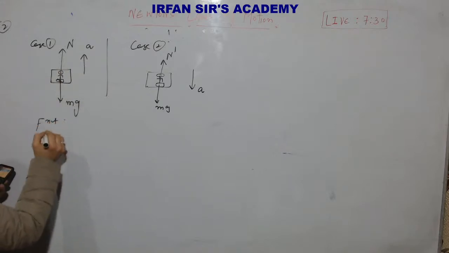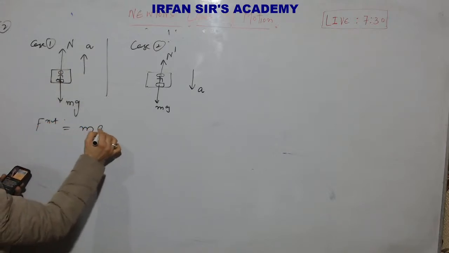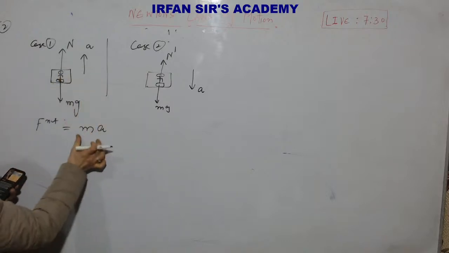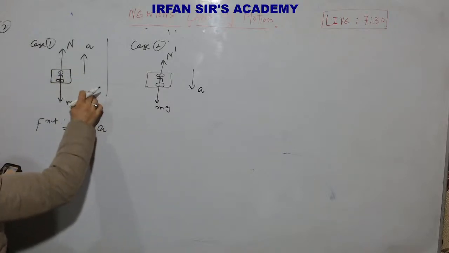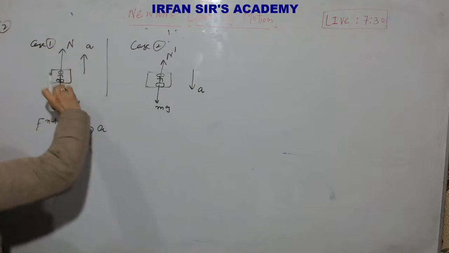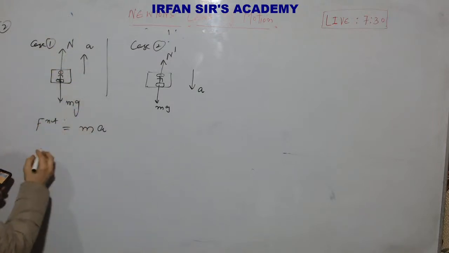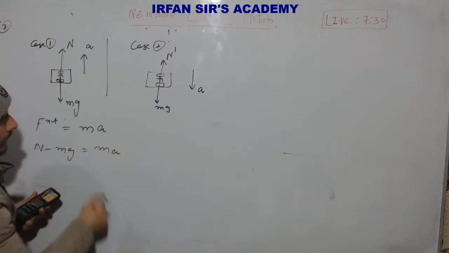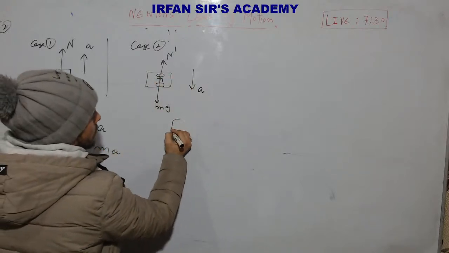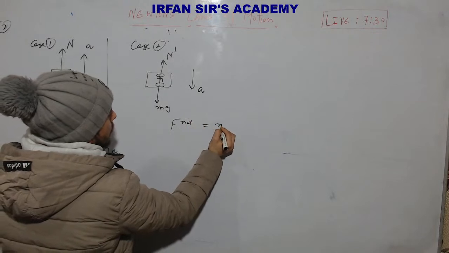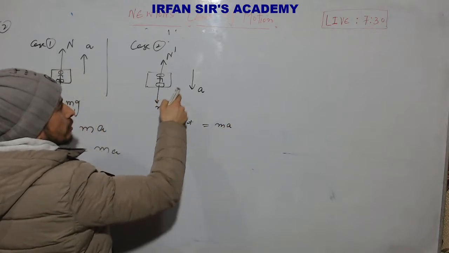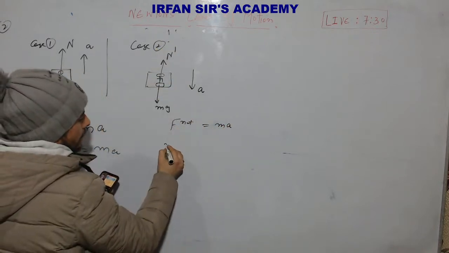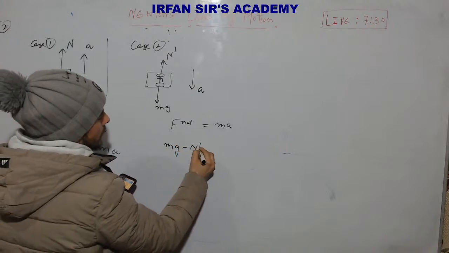What is the net force? Net force is always equal to mass into acceleration. In the first case the body is going in this direction, so the net force is this force minus this force: N minus mg equals ma. In the second case, F net equals ma. The body is going in this direction, so mg minus N dash equals ma.